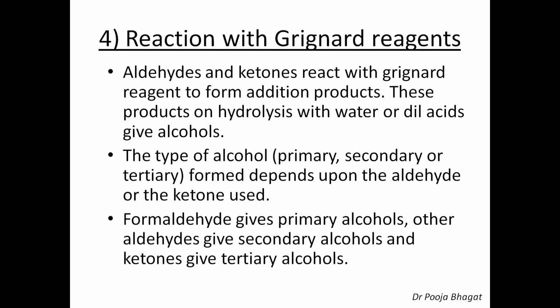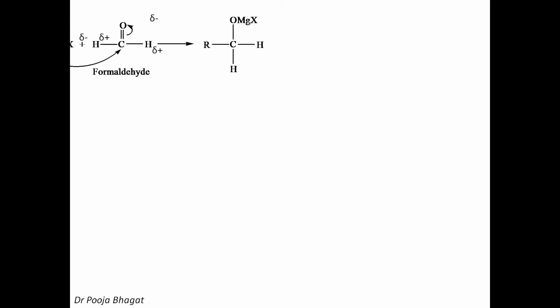And which type of alcohol is formed? The importance is that from carbonyl compounds you can prepare any type of alcohol, primary, secondary, tertiary, using Grignard reagent. Which alcohol will be formed depends upon which aldehyde or ketone you are using. If you are using formaldehyde, you will get primary alcohol. Any other aldehyde, meaning aldehyde other than formaldehyde, you will get secondary alcohols, and if you start with ketones, you will end up with tertiary alcohols. Now let's see the reaction.